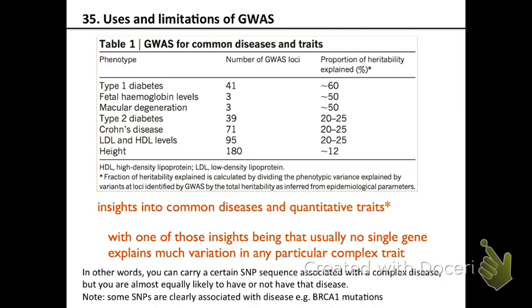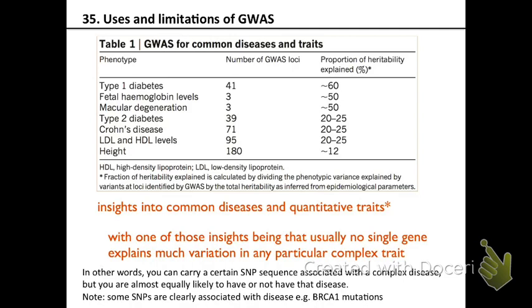What that means is, you may carry a certain SNP sequence that's associated with the disease, but you're almost equally likely to have or not have that disease, okay? Because that SNP is statistically linked, but its contribution is so small that you can't conclude whether having that SNP is going to give you that disease or not, okay? But that's for complex diseases. Of course, there are some SNPs that are clearly associated with disease, like BRCA1, etc. Right? So I'm talking about complex diseases like obesity, etc.